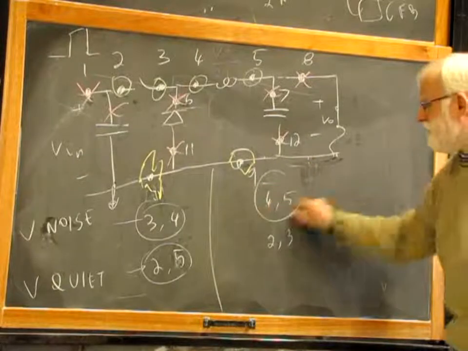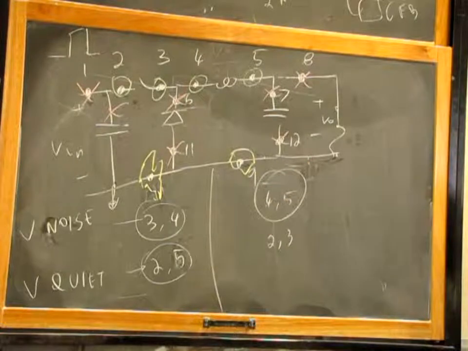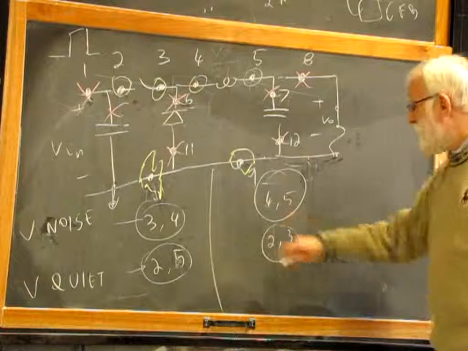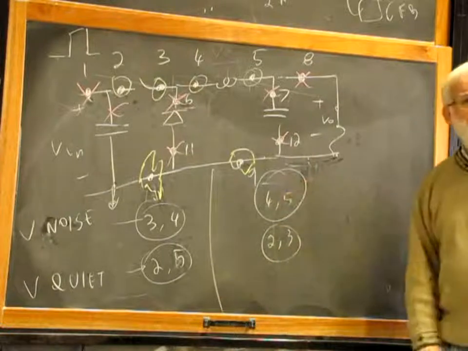4 and 5, what do they have in common? This time not regarding the voltage but current. They have the same current exactly as 2 and 3, but what's the current difference between 4 and 5 and 2 and 3?